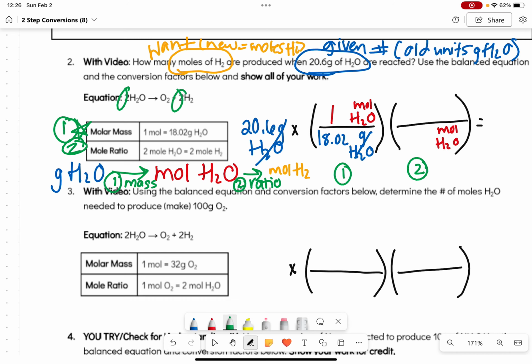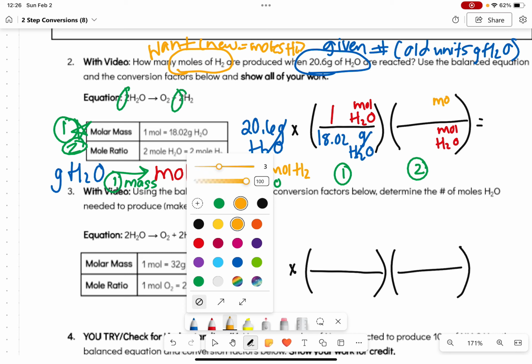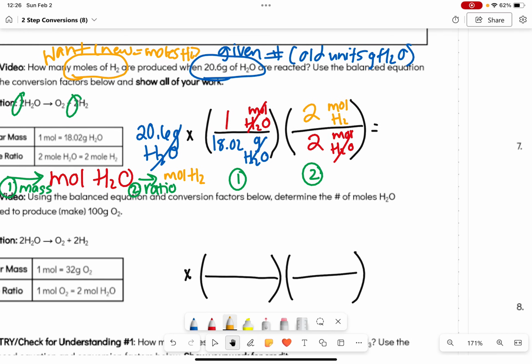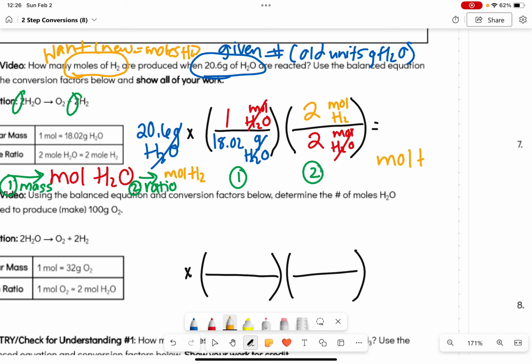And then I want to find moles H2, so that's going to go on the top, so that moles H2O cancels out. Okay, so now I can put the numbers with these units. From my equation, there's a 2 in front of H2O. That's going to be the number that goes on the bottom. And then the coefficient with H2 from the equation is 2, so that's going to be the number that goes on top. So what we're left with is just our units, moles H2.